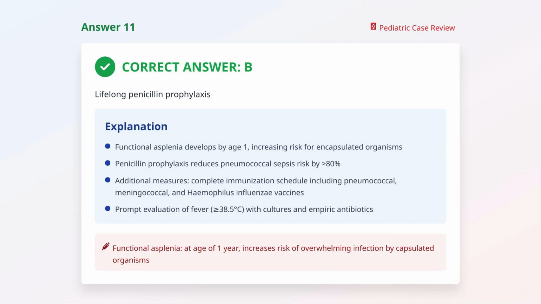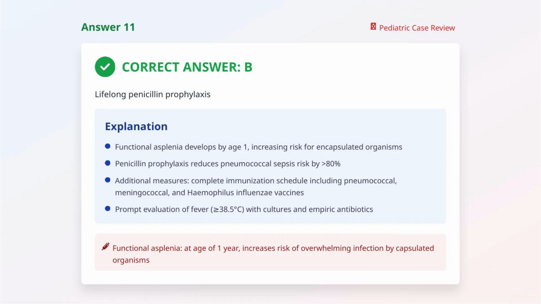The correct answer is B. Lifelong penicillin prophylaxis is the most important intervention for preventing life-threatening infections in this child with functional asplenia. Functional asplenia develops by age 1 in sickle cell disease, significantly increasing the risk for infections with encapsulated organisms. Penicillin prophylaxis reduces pneumococcal sepsis risk by more than 80%.